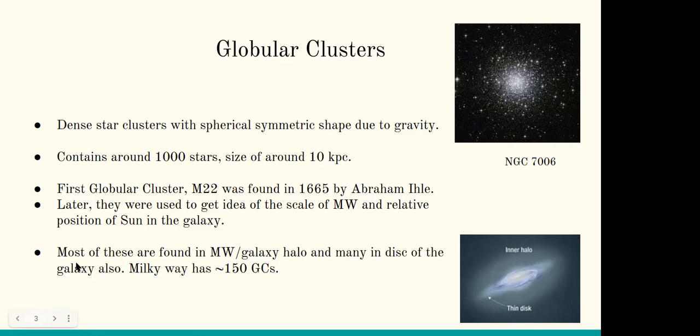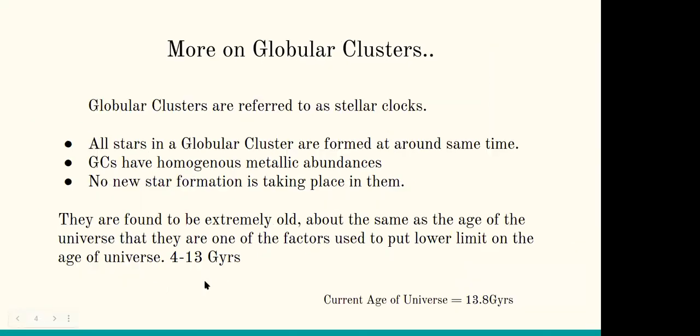Most of these globular clusters are found in the Milky Way galaxy halo, and some are also found in the disk of the galaxy. The halo is this region around the galaxy, and the disk is the major populated region. The Milky Way has around 150 globular clusters, which have been found till now. So, more on globular clusters.